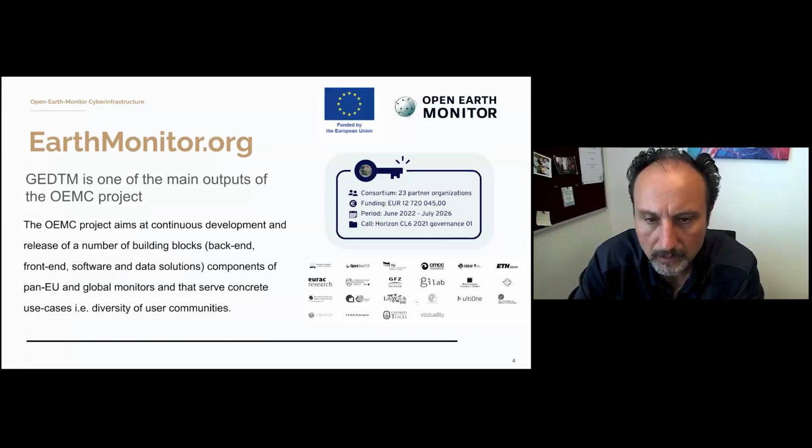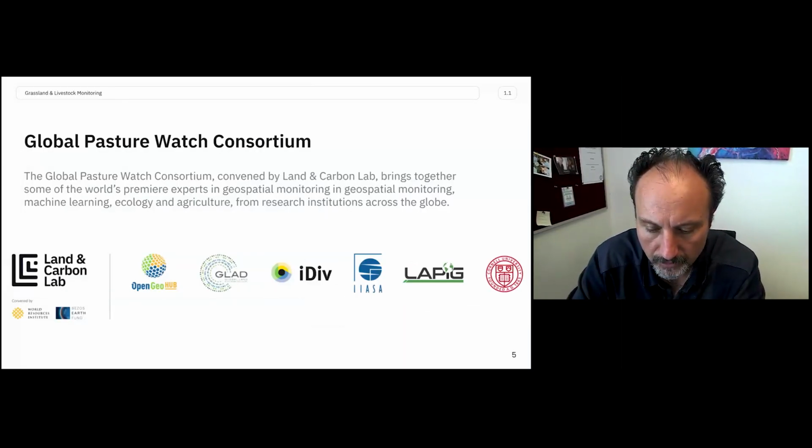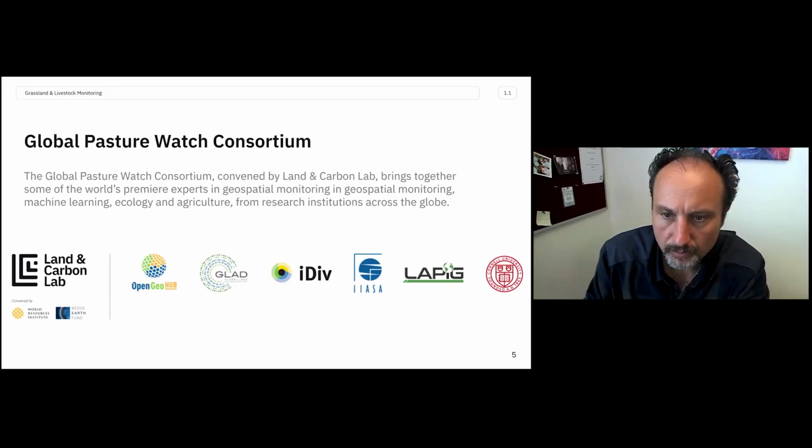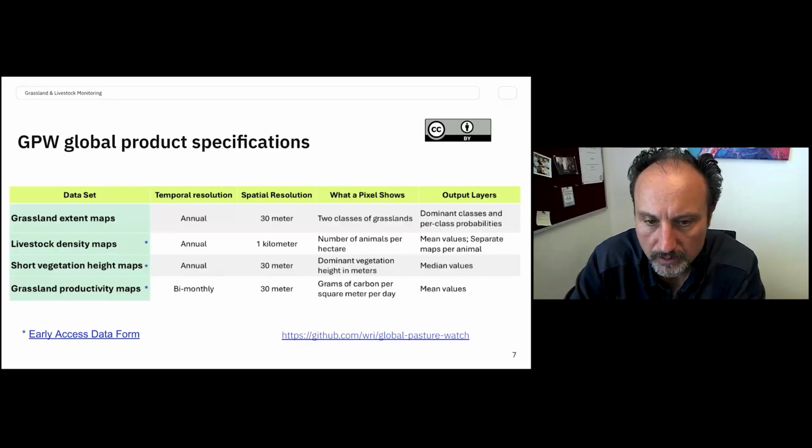I should mention the work has been funded, especially the work on producing the global ensemble DTM, by the Earth OpenNet Monitor project, which is the Horizon Europe project running until July next year. And this median vegetation height mapping is an output of the Global Pasture Watch Consortium work, a project called Land and Carbon Lab, which is led by the World Resources Institute, with a number of organizations listed here. The Global Pasture Watch is producing a suite of products, usually annual or bi-monthly, covering up to 2024. Currently we have only until 2022, but we are updating the maps to 2023-24. And we're producing different things: grassland extent maps, livestock, short vegetation height maps, and grassland productivity.